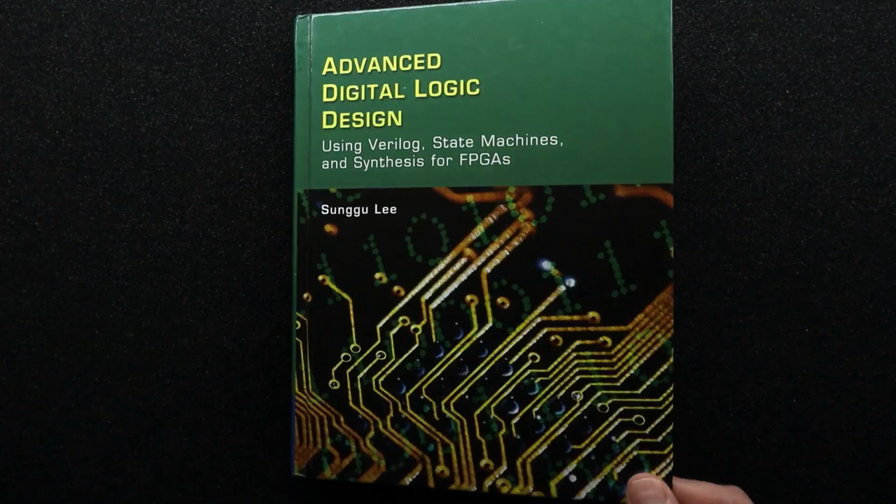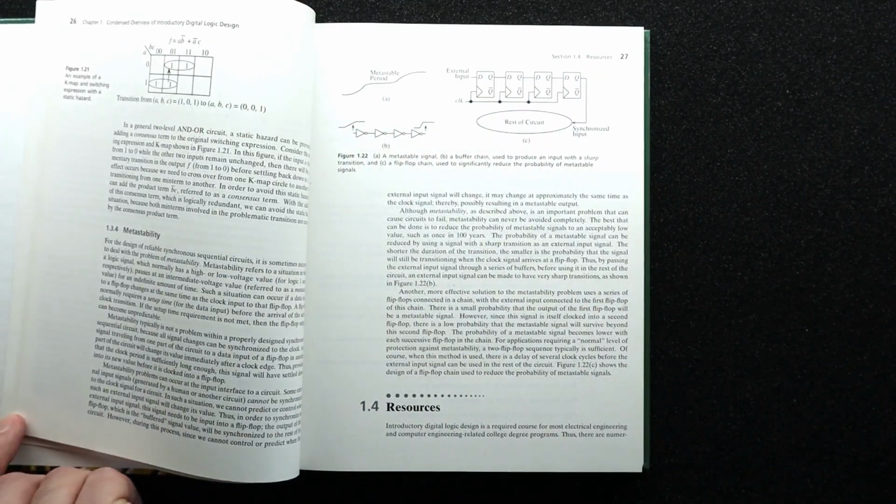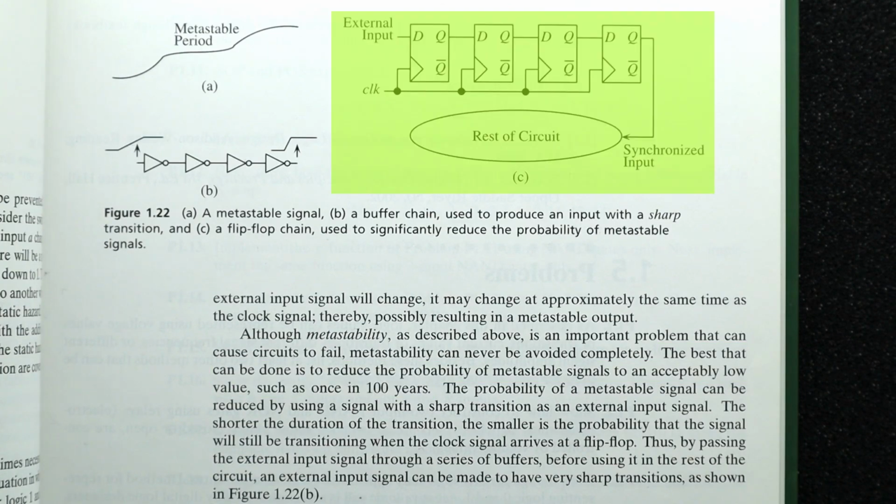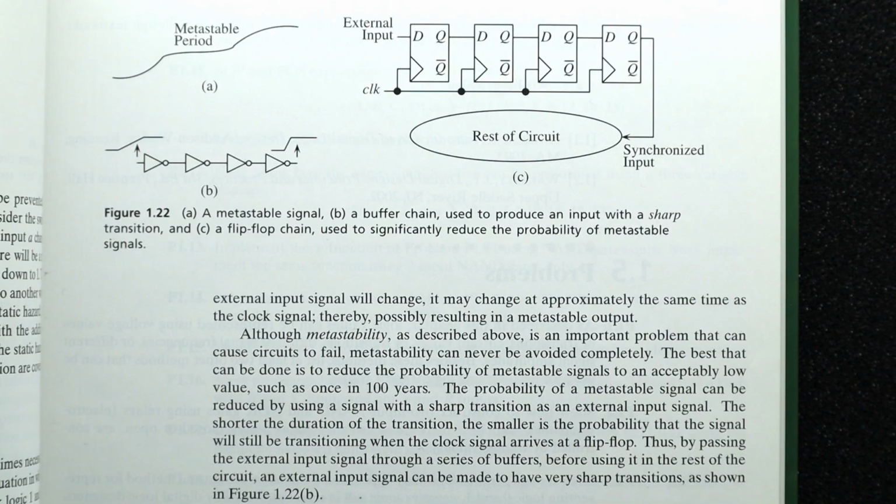Let's take a quick look at this book I had back in college. It states, the best that can be done is to reduce the probability of metastable signals to an acceptably low value, such as once in 100 years. We can send the signal through additional flip-flops to help reduce the probability of metastability. So, let's use that extra flip-flop for this purpose.